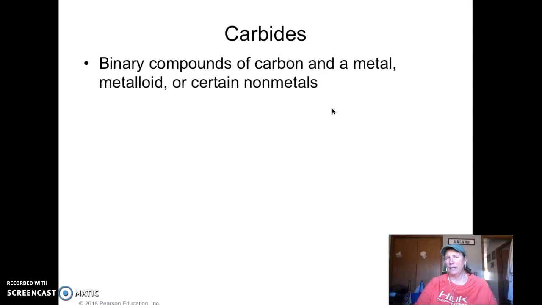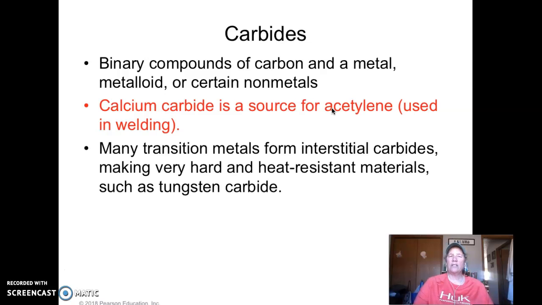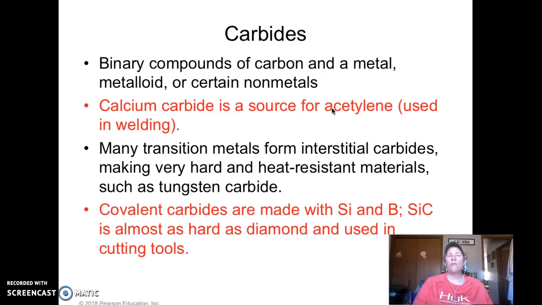Okay, we have carbides. Those are binary compounds of carbon and a metal, or a metalloid, or some nonmetals, not a lot. Calcium carbide is a source for acetylene, so they use it in welding. Many of the transition metals will form what they call interstitial carbides. They're very hard, very heat resistant, like tungsten carbide, which is used in a lot of industry. There are covalent compounds like silicon with carbon, boron with carbon. They are almost as hard as diamonds, and they're used in cutting tools. Again, they're very strong materials.